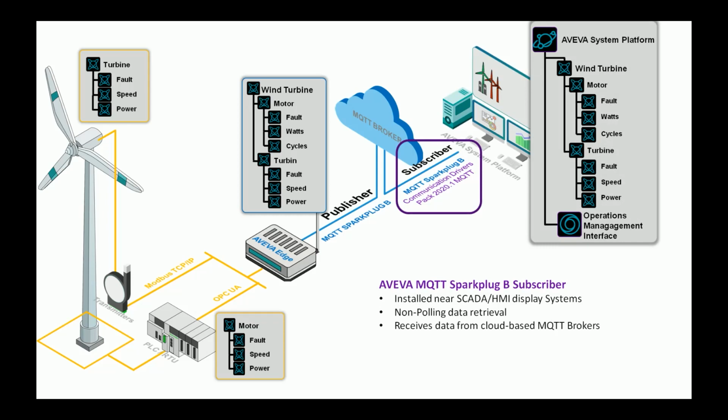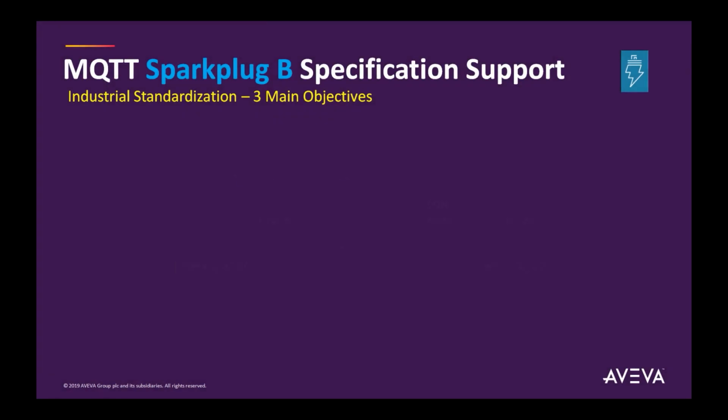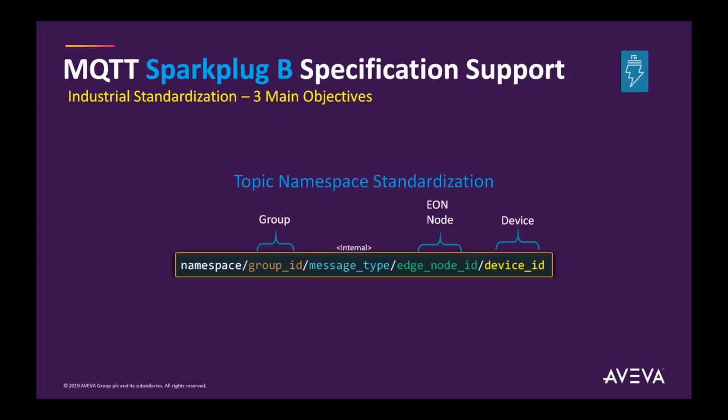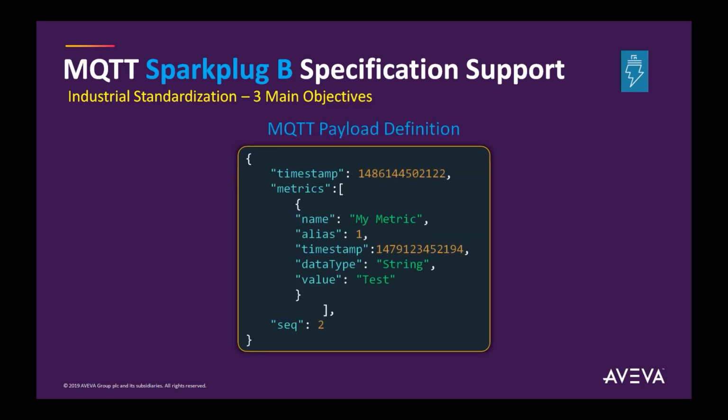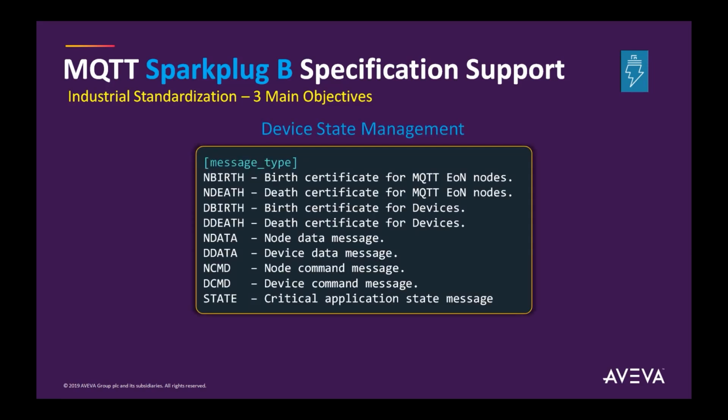When using MQTT in SCADA systems, support for Sparkplug B is essential. Sparkplug B defines and standardizes topic namespace, the details of a message payload, and manages device state awareness, all while maintaining interoperability.